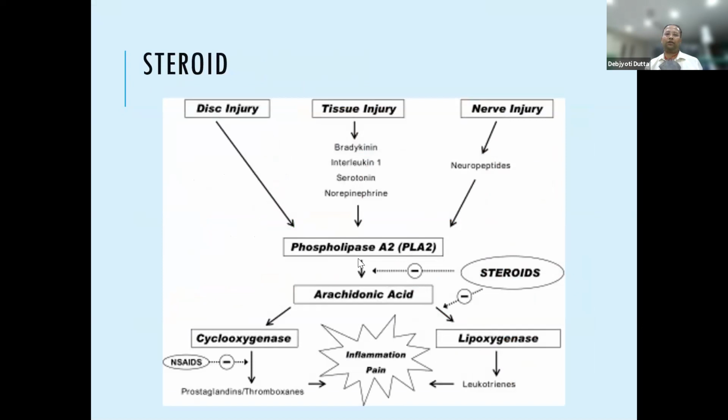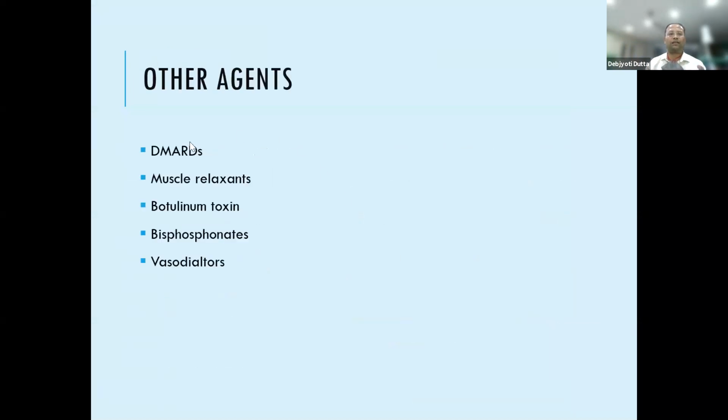Steroid also works here. You remember NSAID acts from arachidonic acid to prostaglandin. Just above the NSAID action area, from phospholipase A2 to arachidonic acid, steroid is acting. So this is the area of steroid action. Steroid acts here somewhat too, but mainly it is the formation of prostaglandin from arachidonic acid that NSAID blocks. There are many other agents, and I am not going into them.